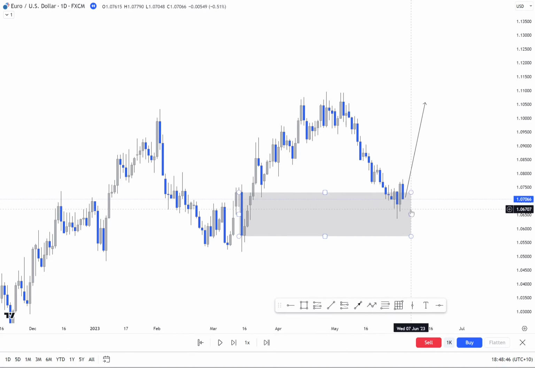I'm going to delete this demand zone, otherwise when I go down to the lower time frames, my entire trade is going to be inside that zone. So let me delete that. Now you guys know price has come into our discounted demand zone. So let's go down to the 4-hour time frame and see what we can find here.